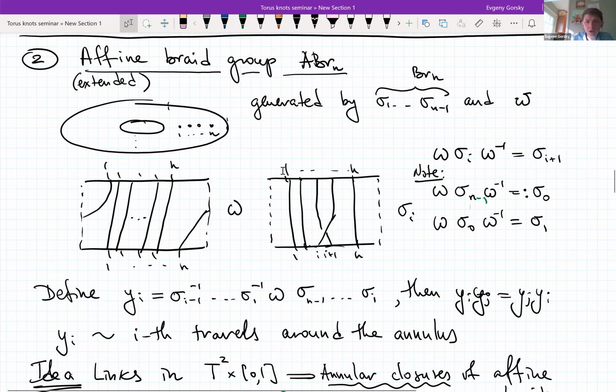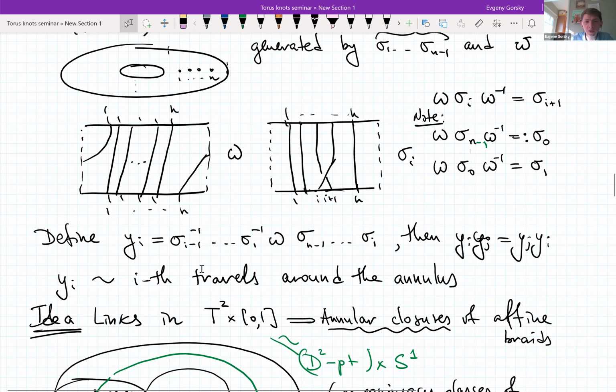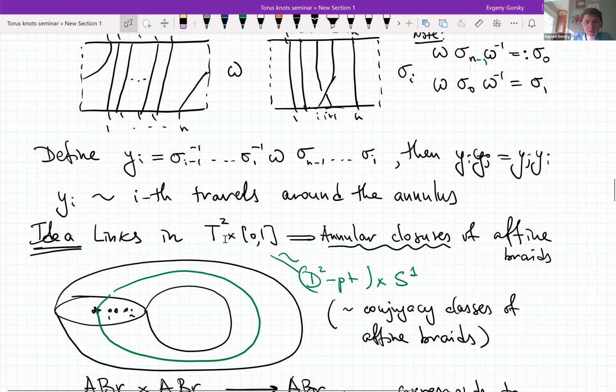And so now, what is the general idea, which I think many people here are aware of? We want to think about the skein of the torus, so the generators of the skein of the torus are links in T^2 cross [0,1]. We can rewrite T^2 cross [0,1] as the annulus, or maybe disk minus a point, doesn't matter. So this is also the annulus cross S^1.